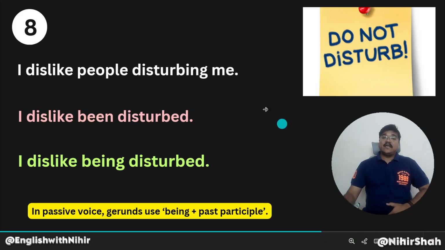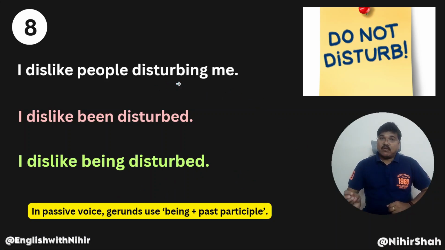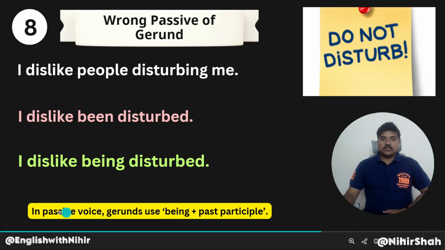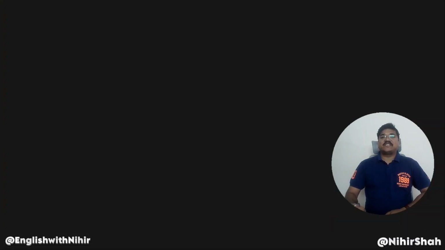Here, what is gerund? This is the gerund. Now, these are some of the terms like gerunds or infinitives or transitive, intransitive verb or subject, verb or object. All these terms, I have already created videos on all of them, including active passive voice also. So you can check all of them on my channel. Okay. So this is the mistake number 8. Mistake number 8 is wrong use of passive in gerund. So you have to remember this rule: in passive voice, gerunds use being plus past participle. Okay. Let's move on to the next mistake.